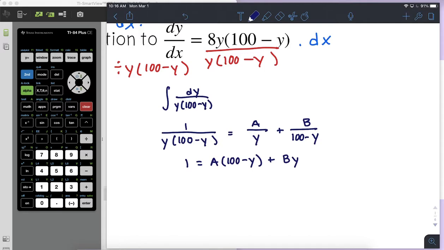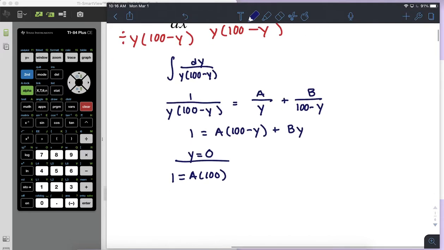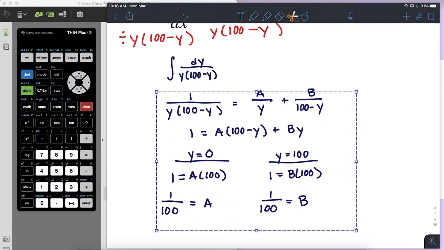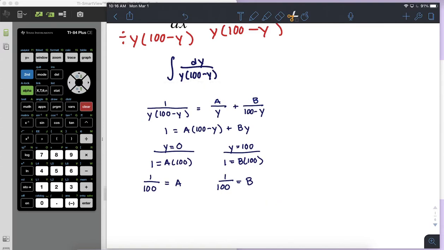Now to solve for A and B, I'm going to plug 0 in for y. It's going to give me 1 equals A times 100, and my B's are going to cancel out. So that's easy: A is equal to 1/100. And if I plug in 100 for y, my A's will now cancel out. I'll get that 1 is equal to B times 100. Super easy, they're the same. Now let's move that off to the side a little bit.